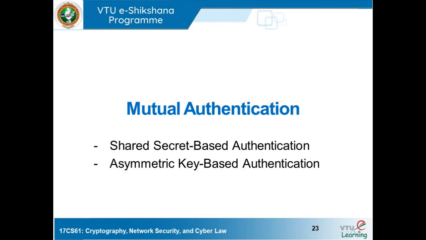Now this marks the end of one-way authentication, wherein we have discussed two types of one-way authentication techniques. One is password based authentication, which had 4 flavors, and we also had certificate based authentication with 2 flavors. Now moving further, we will see what we mean by mutual authentication, and within mutual authentication we will be discussing 2 types. One is shared secret based authentication and the other is asymmetric key based authentication.